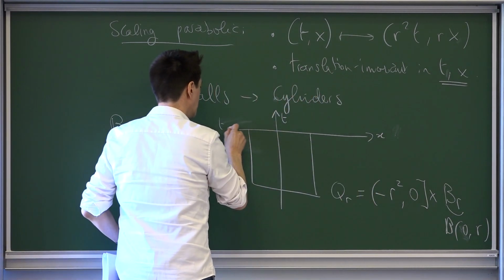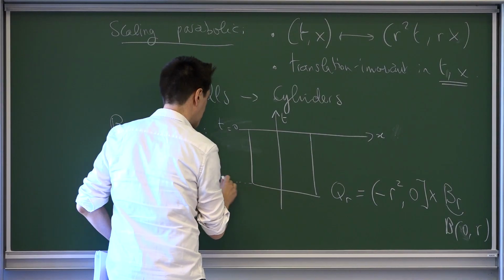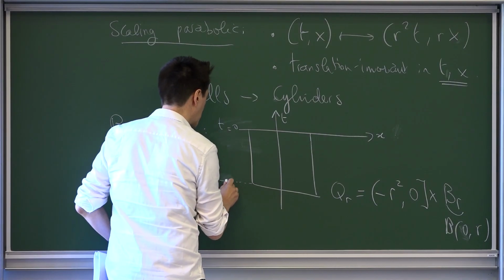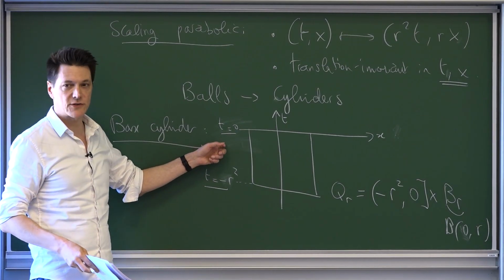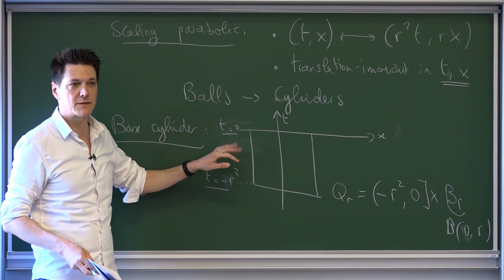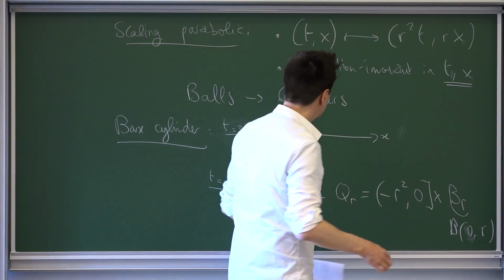This is time 0, and this is time minus r squared. We're never solving the parabolic equation backward. I'm sorry, I had that question sometimes in talks. It gives this impression, but we don't do this. It's just a way to represent. Okay, so that's the scaling and the translation.